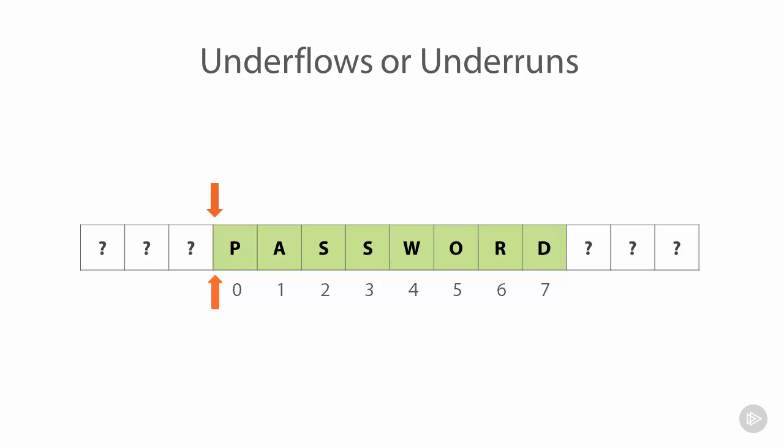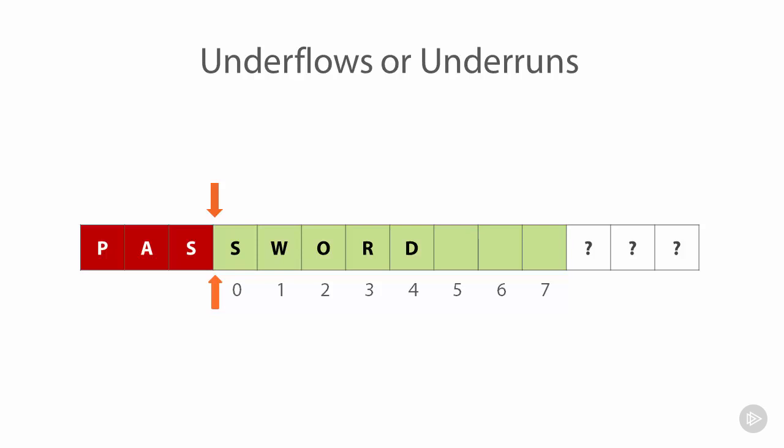And just as with overflows and overruns, if you aren't careful where you are writing in the buffer and how many elements you are writing to, you could easily write past the beginning of the buffer, causing an underflow or underrun condition.